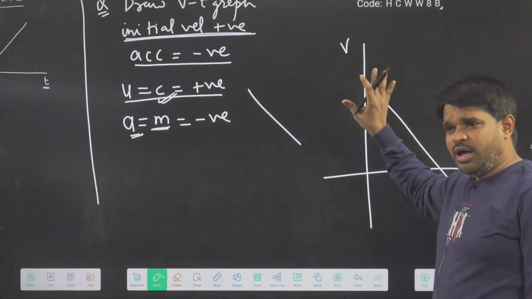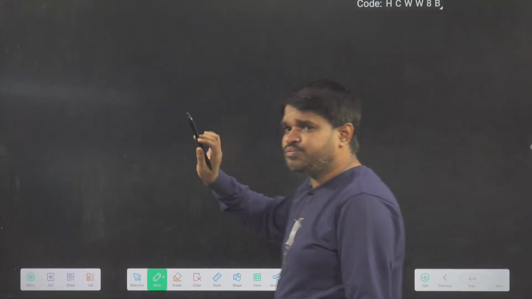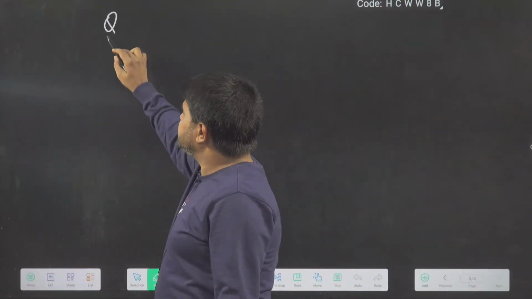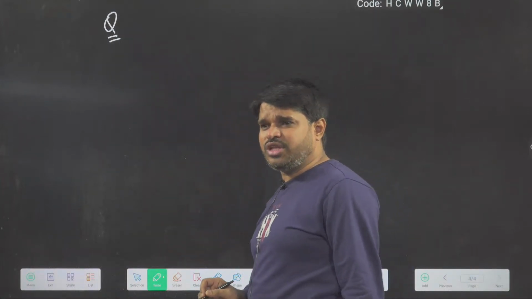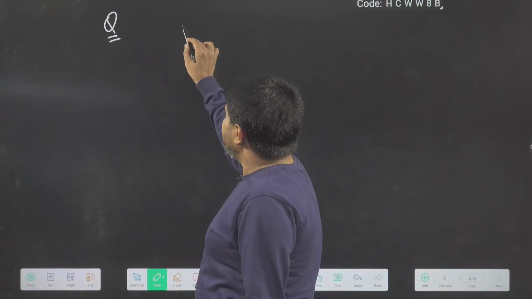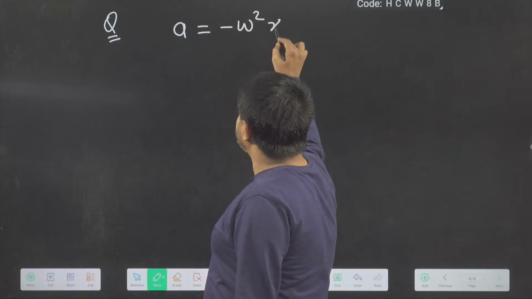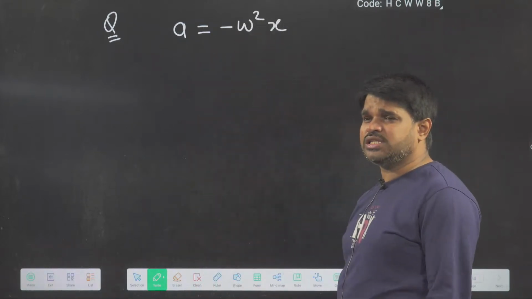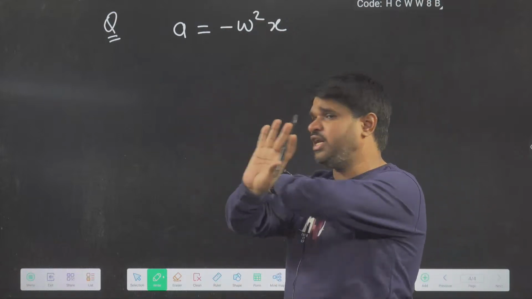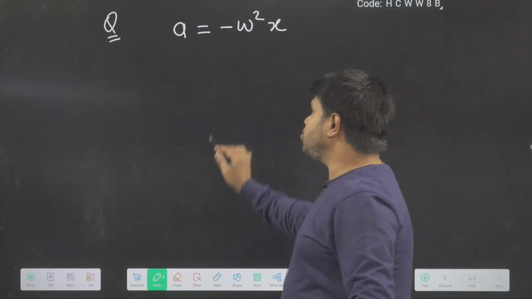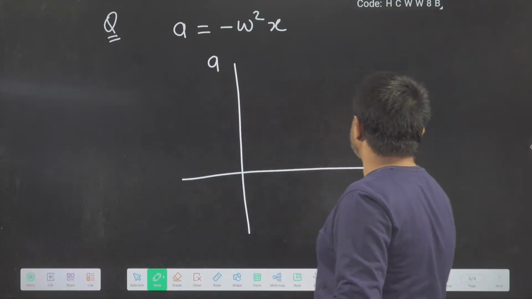So let's have a pause here. I am going to write one more equation. Next question: there is one equation in physics, a equals minus omega squared x. What is physics involved here? We need not know. You just need to draw the graph between A versus x.